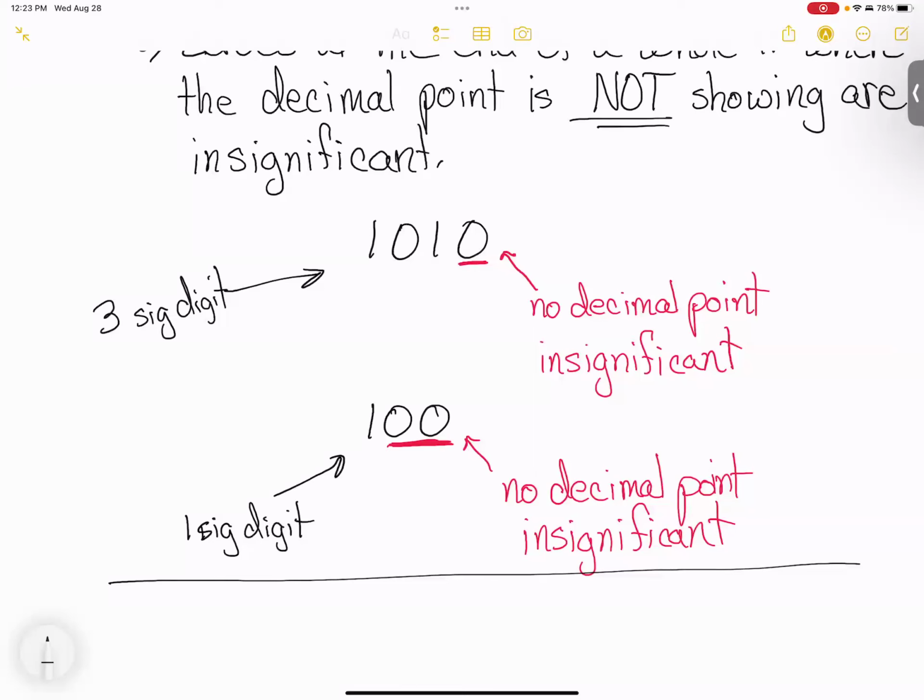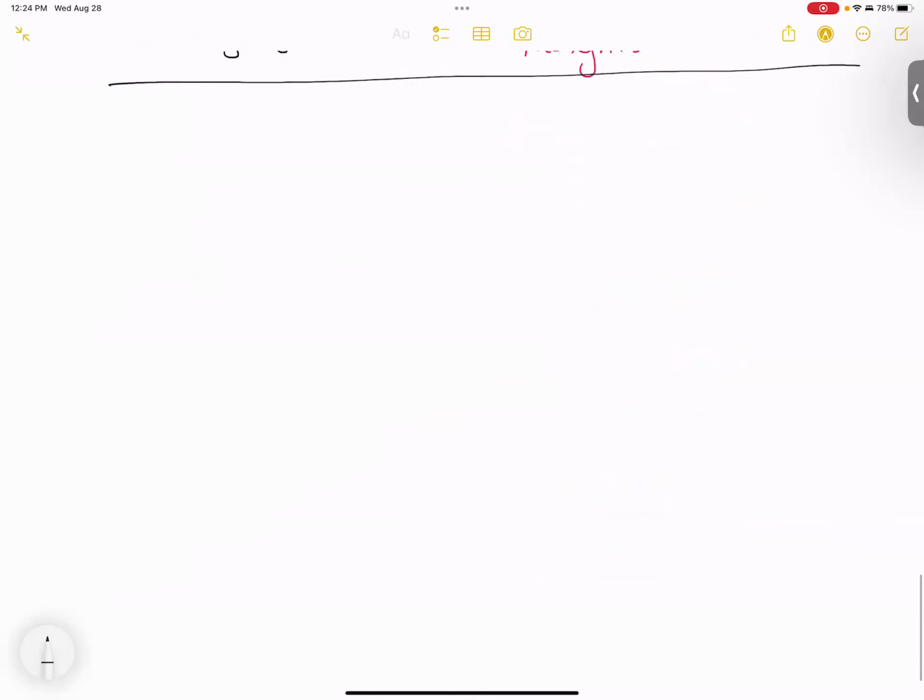Other questions? Then let's look at examples. And I'm going to make them up so that you have plenty to work on yourself.